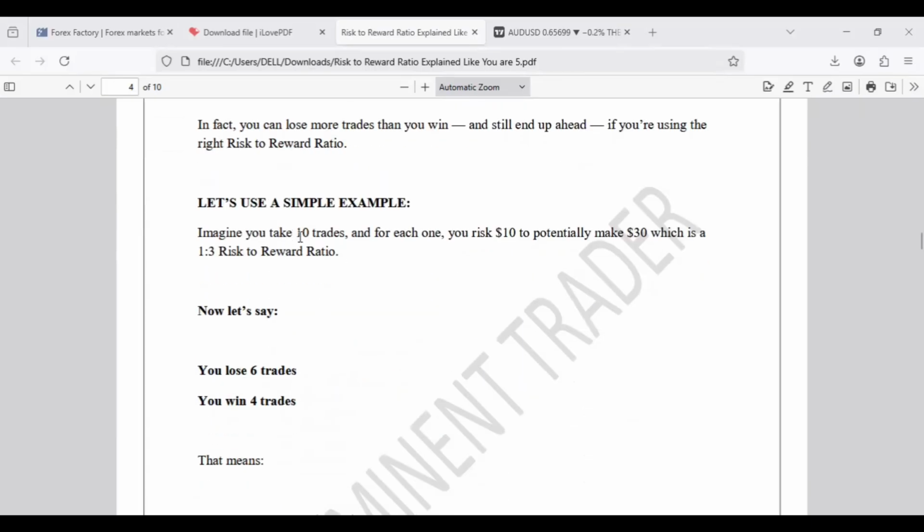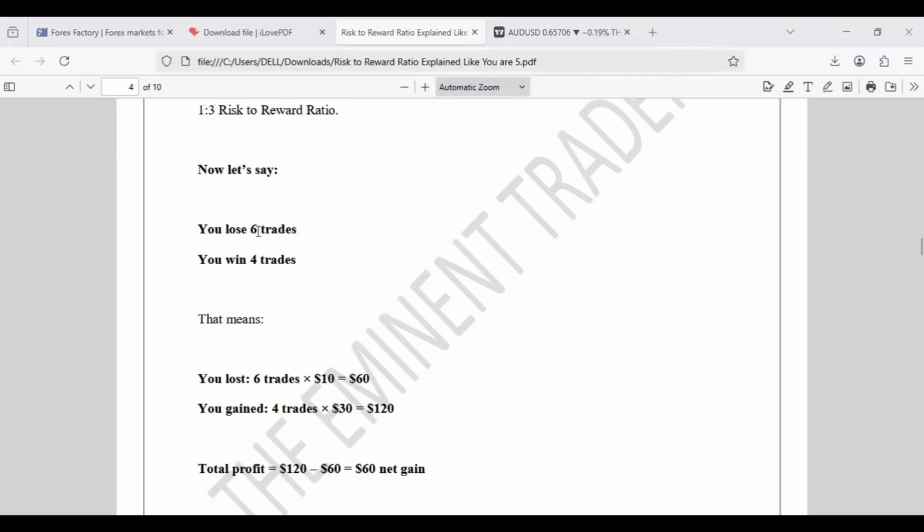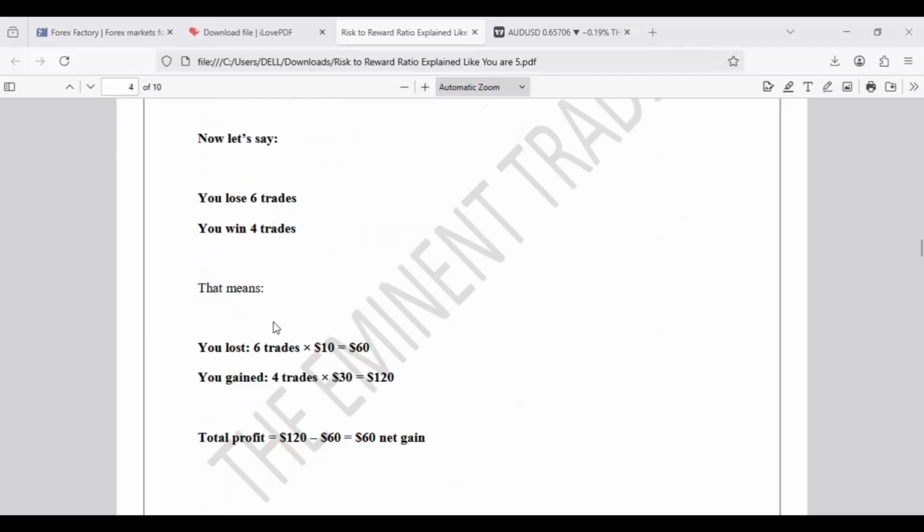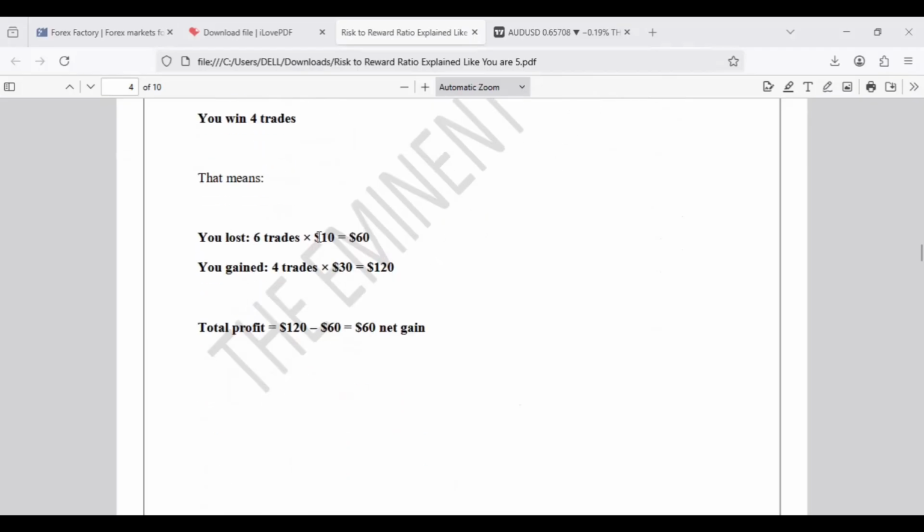So imagine you take 10 trades, and for each trade that you take, you are risking $10 to make $30, which is a 1 to 3 risk to reward ratio. So now let's say you lose 6 trades and you win 4 trades. That means that the 6 trades that you lost is 6 times 10, the $10 risk per trade, which means you lost $60 in 6 trades.